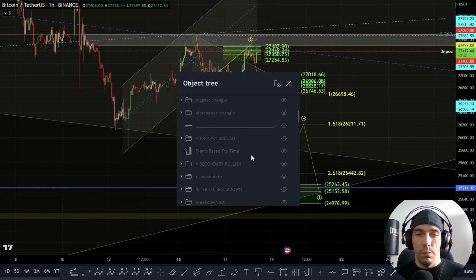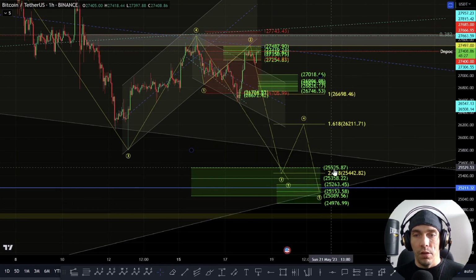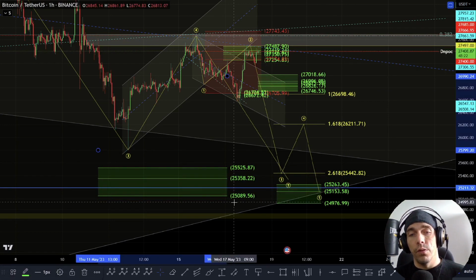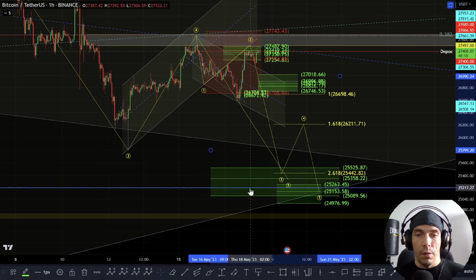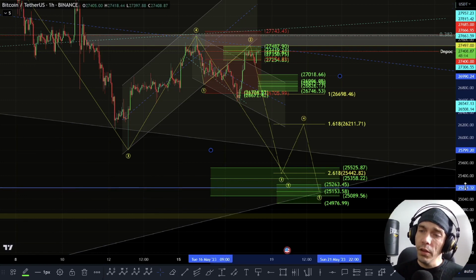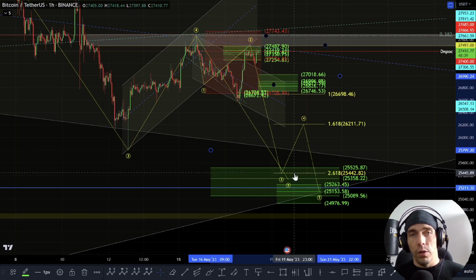And now if I overlay the previous count that we were discussing, what we can see here is that this also brings us into this target box that we have been discussing, this 25525 to this 25089. So this also brings us back into this blue line here, which is those highs that we discussed earlier, which is sitting towards this 25,211. So this is the count looking for a breakdown.